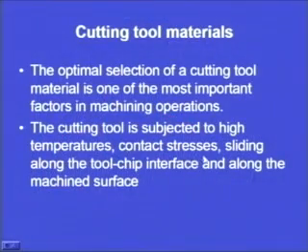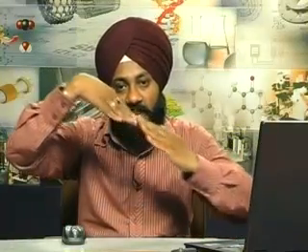It is also subjected to contact stresses. Moreover, there is sliding along the tool chip interface. The chip is sliding along the tool chip interface and along the machined surface. So, sliding action is taking place along the tool chip interface as well as along the machined surface. There are different testing conditions to which the cutting tool is subjected. These conditions are going to result in a substantial amount of tool wear, which will further lead to tool failure.